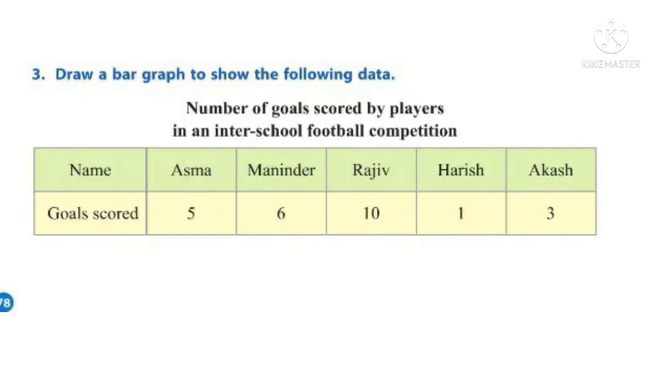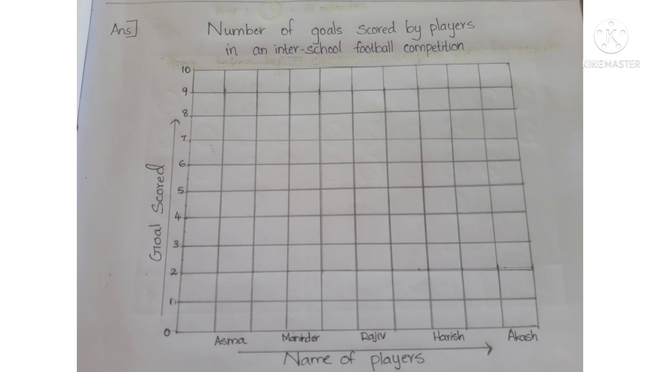That is to draw a bar graph to show the following data. So see children, different data are given, like the title is given: number of goals scored by players in an inter-school football competition. Now their names are given and also goals scored are given. So how can we draw the bar graph? Yes, we can give the names horizontally and we can give the goals scored vertically, just like this.